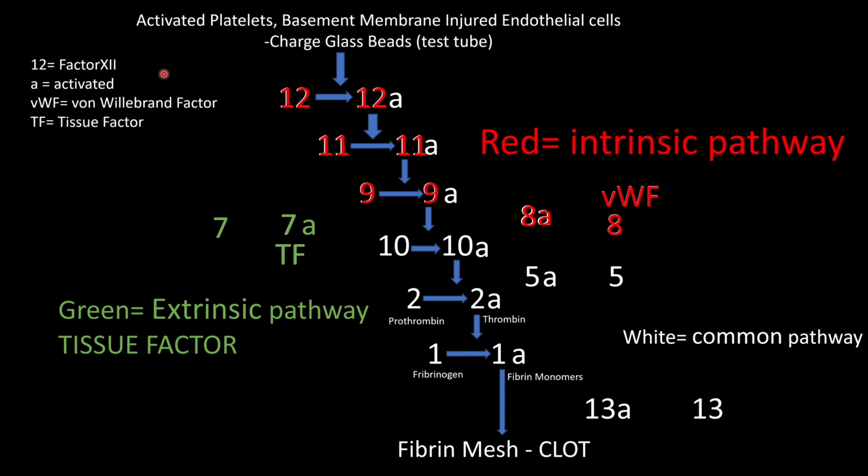The extrinsic pathway, tissue factor combines with factor 7A, and that activates factor 10. So what about these other guys over here? We have 13, 5, and 8. I'm glad you asked. Thrombin, aka factor 2A.